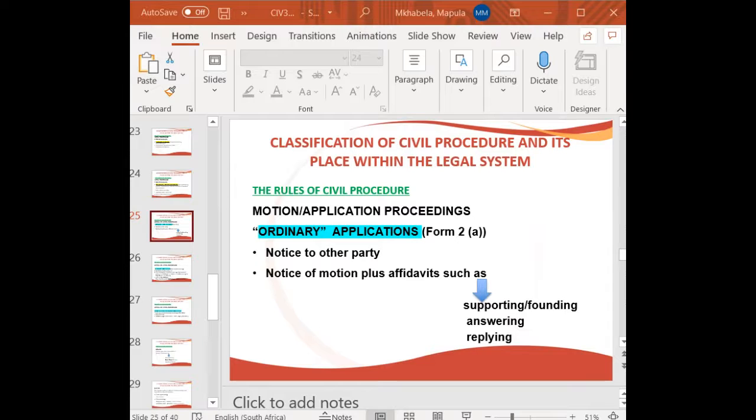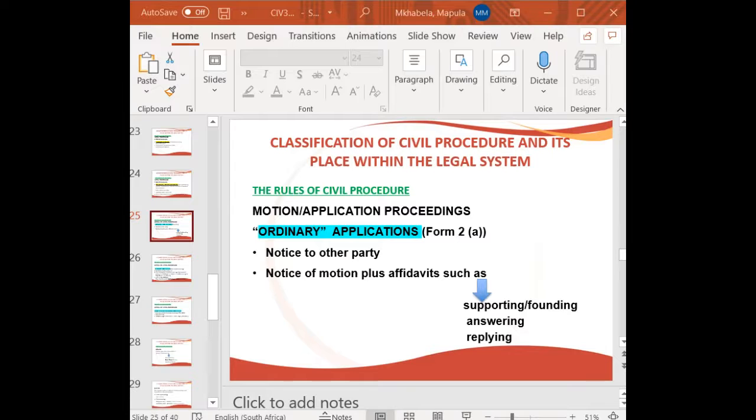Okay. The nature or the cause of action is due to a right which is violated and you want to protect or enforce the right. With the ordinary application, there is a notice of the proceedings to the other affected party to the proceedings.